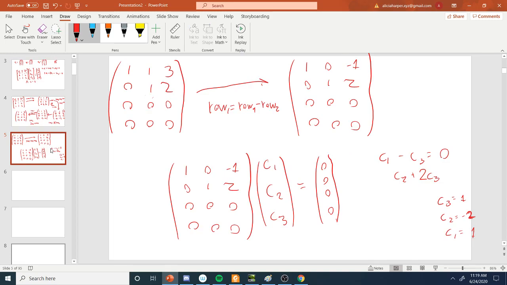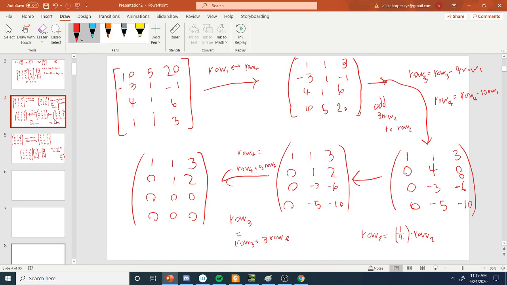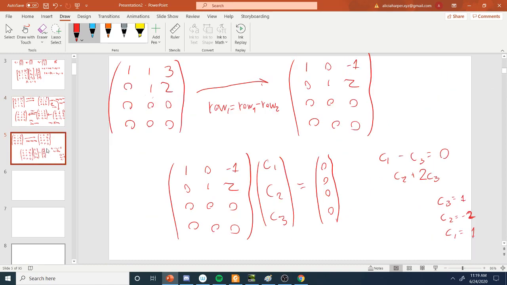Sorry, hold on 1 second. I think I may have made one calculation error here, so I just want to double check and see where I made it. Oh, okay. Sorry. The one calculation error I made was that when I subtracted row 2 from row 1, I should have had a +1 here. And so this changes this, so this becomes positive.